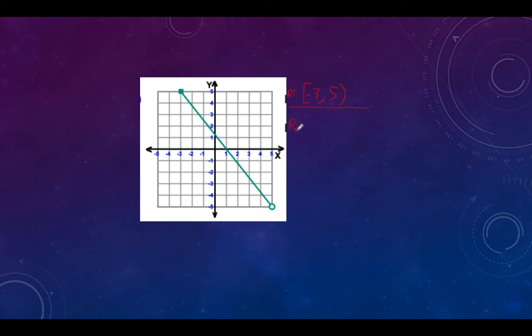Now range. Well, the lowest it goes is -5. The highest it goes is 5. At -5, it cannot equal that. It's an open circle, so you got to have our parenthesis there, our curved bracket. And at 5, our highest y value, it can equal that.